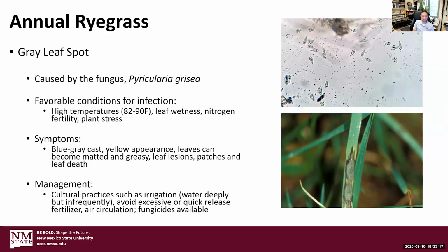Favorable conditions for infection are high temperatures, about 82 to 90, a lot of leaf moisture, and a bunch of nitrogen. If you add quick-acting nitrogen, that helps the pathogen grow, and plant stress as well. Some of the symptoms you can see, like in this bottom picture, are a blue-gray cast, a yellow appearance. The leaves can develop lesions and patches, and you can get leaf death.